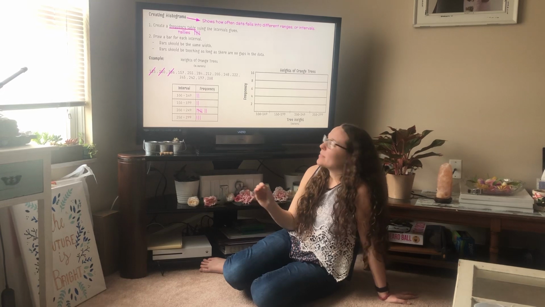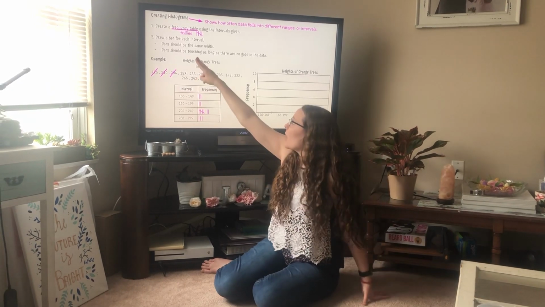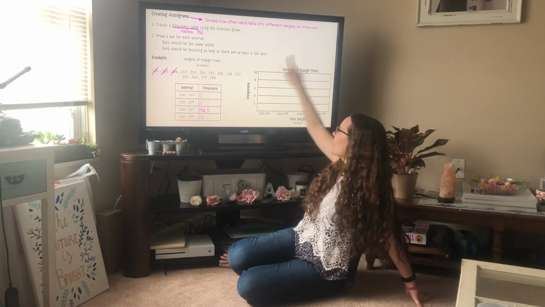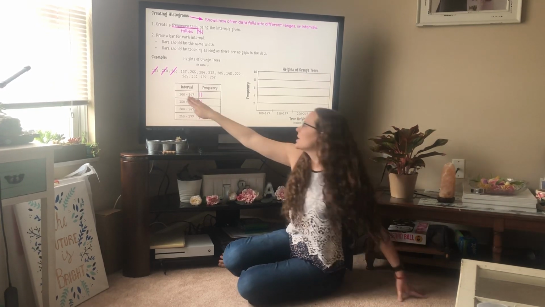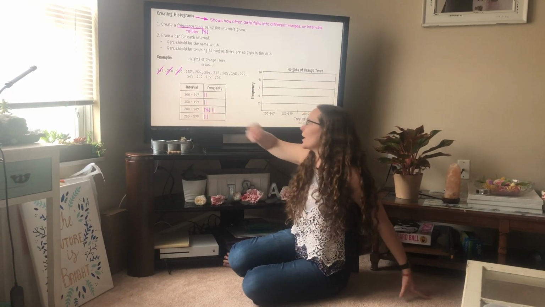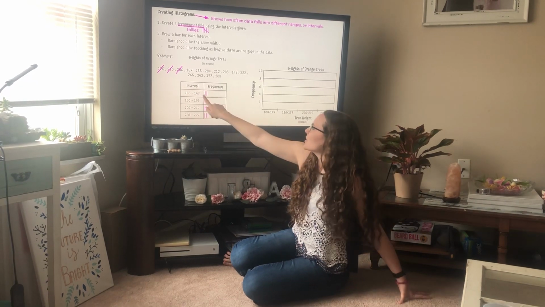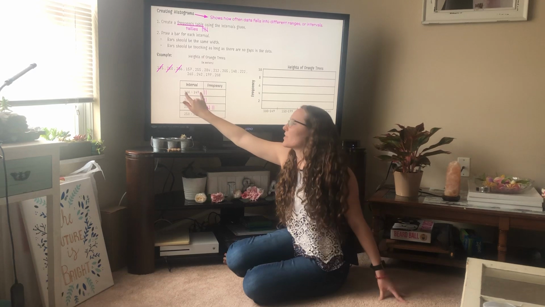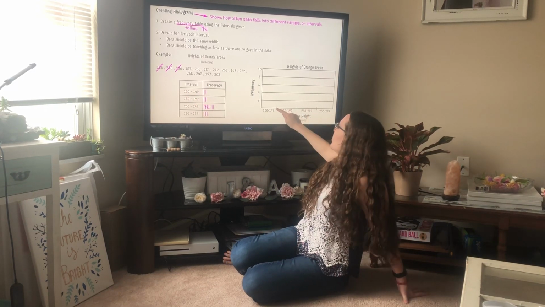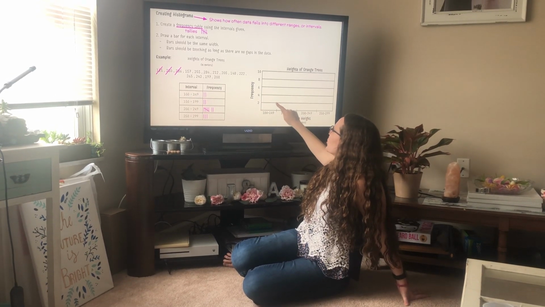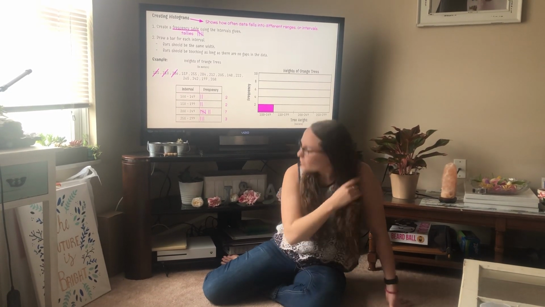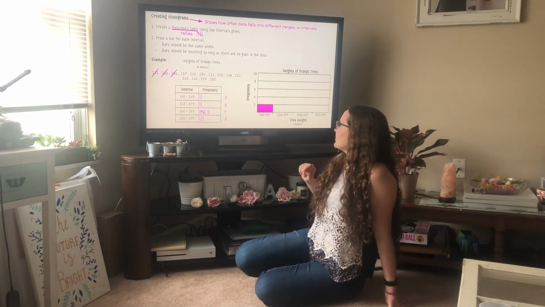So now step number 2 says draw a bar for each interval. So here are my intervals on my graph over here, and I'm going to say, okay, for 100 to 149, I am going to go up to 2 because there's 2 numbers that fell within that interval. So I'm going to draw a bar here that goes up to 2, and I'm just going to kind of fill it in a little bit.